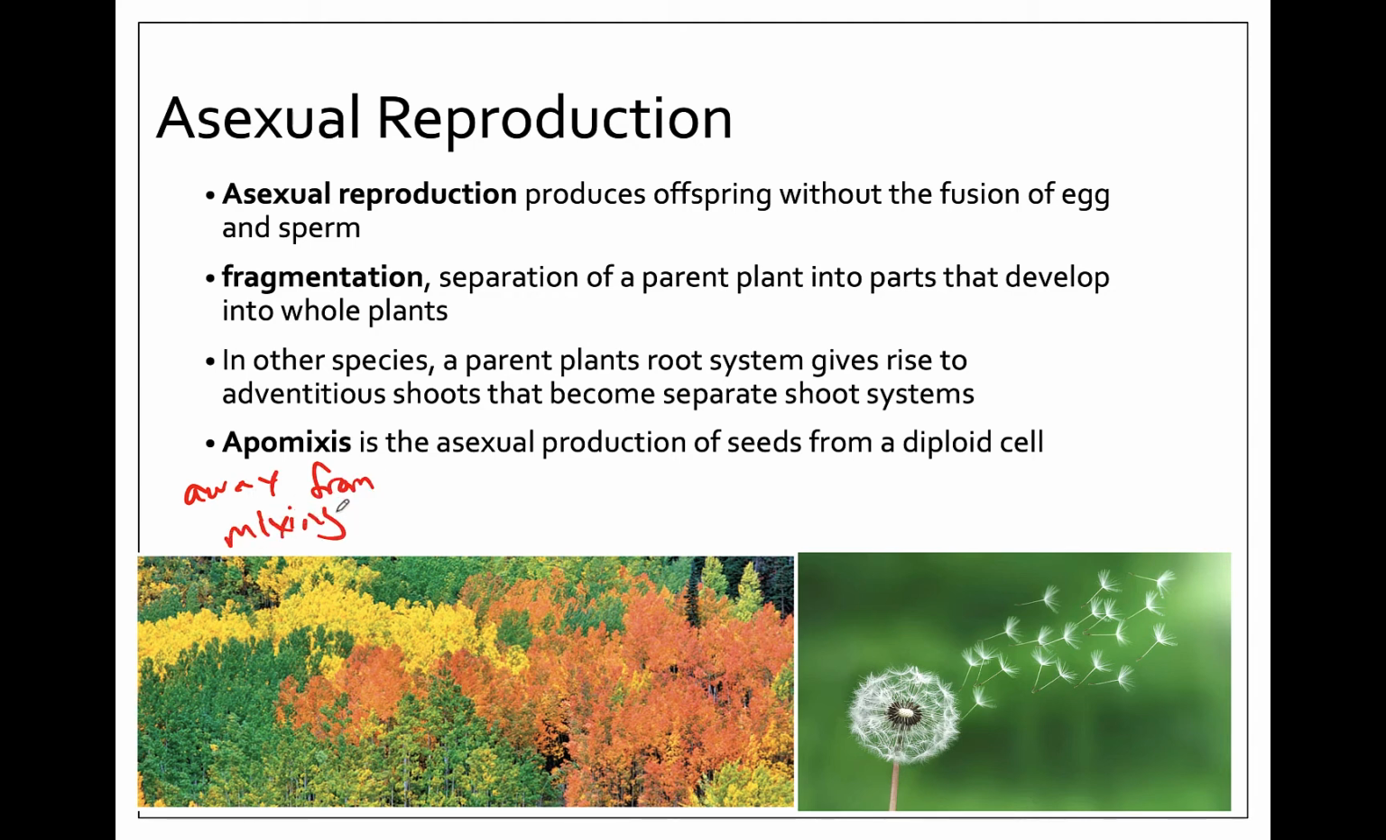And then apomixis, this actually means away from mixing. So this is the opposite of sexual reproduction. This is the development of seeds that are going to be spread out through asexual reproduction. You can see this dandelion down here, and the seeds on each of these little white umbrellas are actually made through asexual reproduction.